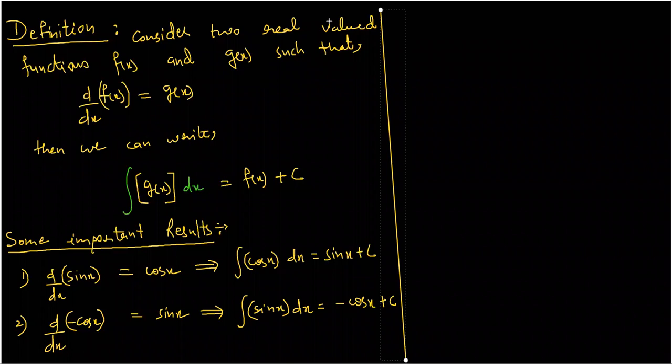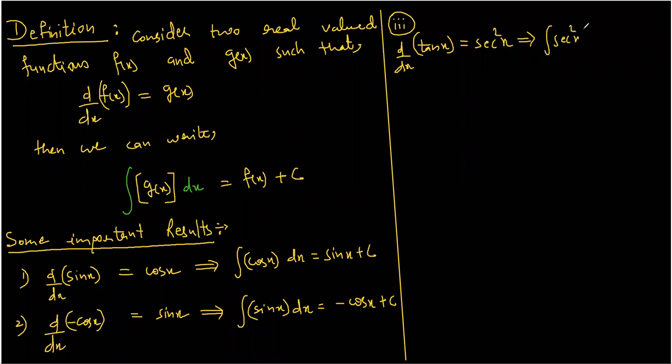Then the third one. Third is d by dx of tan x equals to sec square x. This implies integration of sec square x dx is equal to tan x plus c. Every time you add c, and why you add c, this I have already explained.